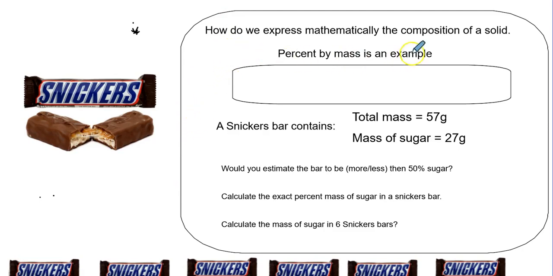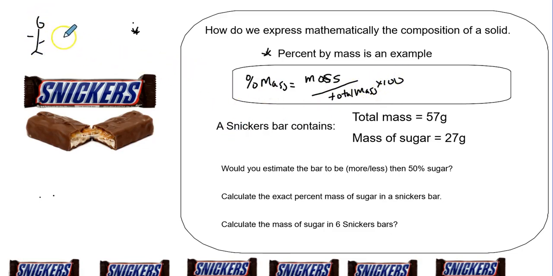So how do we express the composition of a solid? One of the main ways we do it is called percent by mass. And this is going to be percent mass equals the mass of whatever you're analyzing divided by the total mass times 100.